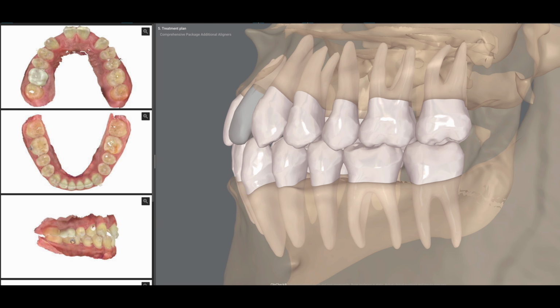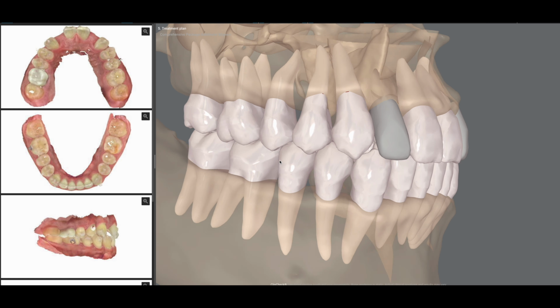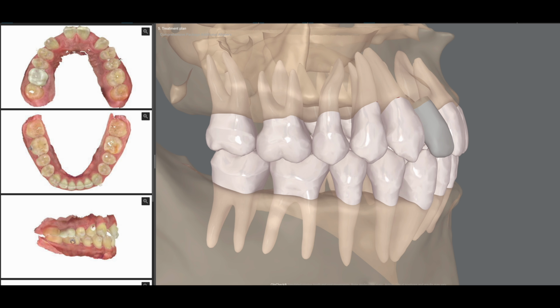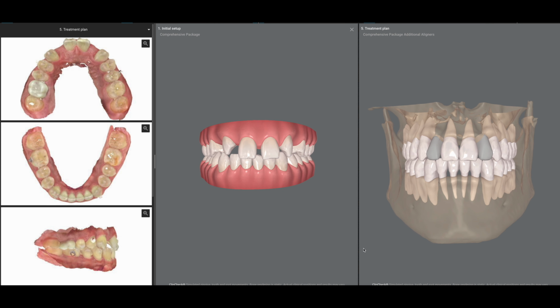Okay, on this view here, you can see how the roots move when we move the teeth on the Invisalign ClinCheck. Same on this side here. You can see how the roots are integrated into the ClinCheck here. You can see all the way down in the bone.